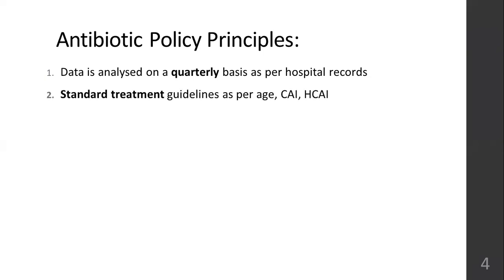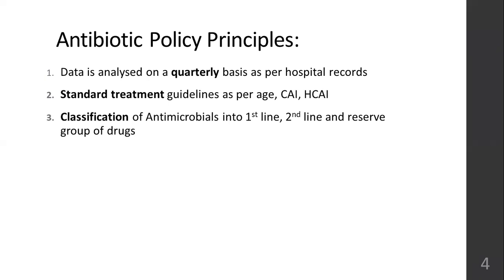Then standard treatment guidelines as per age. What guidelines you will use for a small baby, a neonate? The antibiotic treatment guidelines that you will use for a neonate are different from a pediatric patient, different from an adult patient. So as per age, your treatment guidelines change. Depending on community acquired infection or healthcare acquired infection, guidelines are different. From where did you get this infection? From home, or from a hospital? So treatment guidelines slightly vary, and have to be applied depending on the age, source of infection, etc.